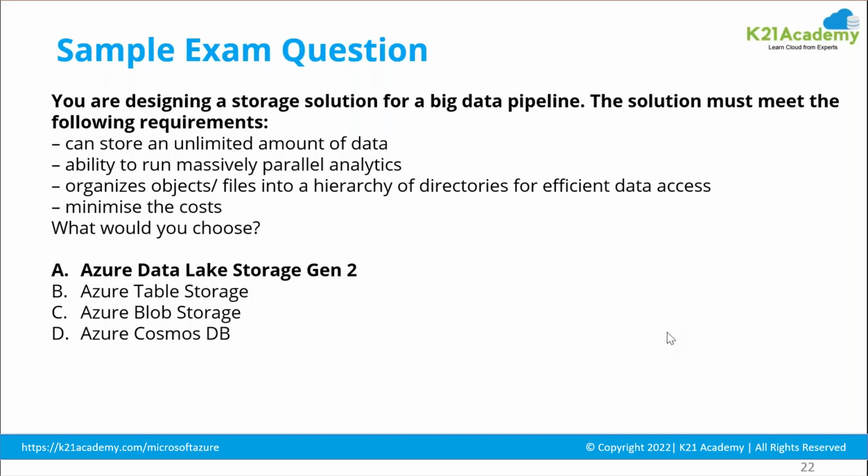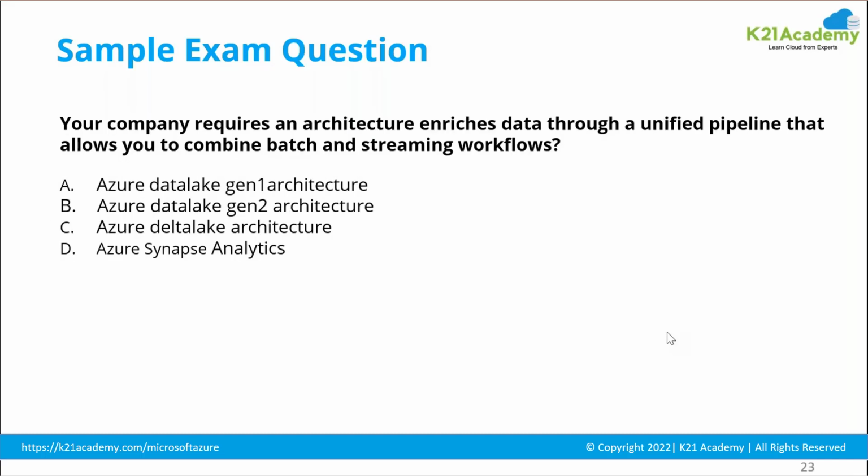Okay, ADLS Gen 2. Your company requires an architecture which enriches data through a unified pipeline that allows you to combine batch and streaming. Okay, fine. Enrichment process for both streaming and batch. I know that for streaming enrichment processes, delta architecture should be used, which means incremental arrival of the data must be enriched through delta architectures. If data is incrementally arriving and you want to enrich it on the fly, best would be you go with the Delta Lake architecture for that.